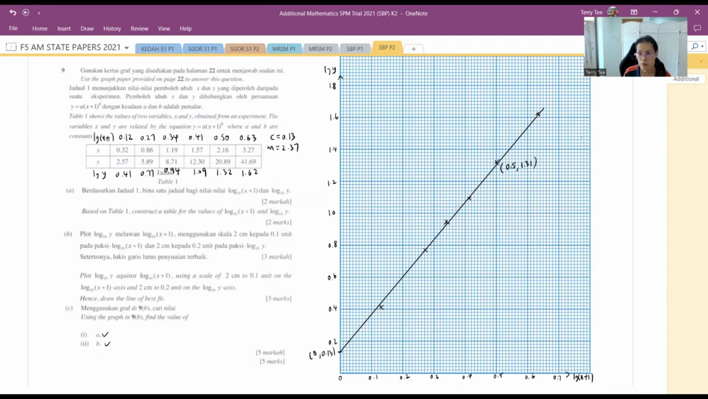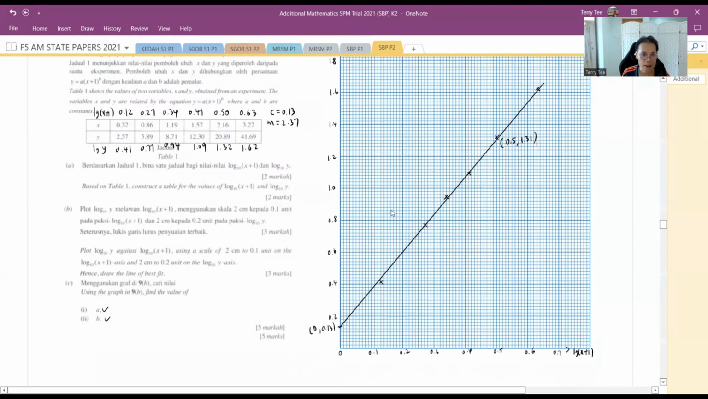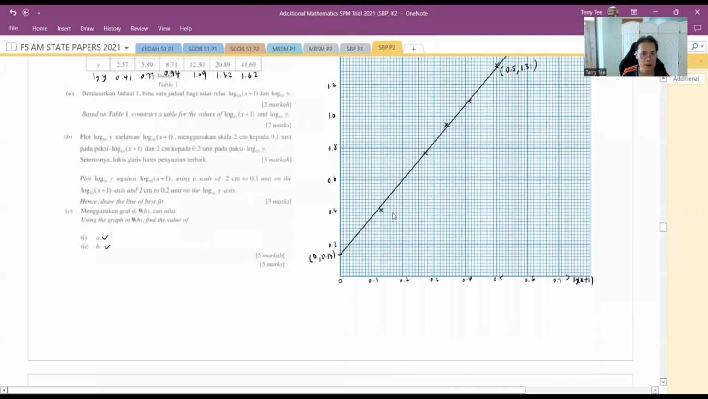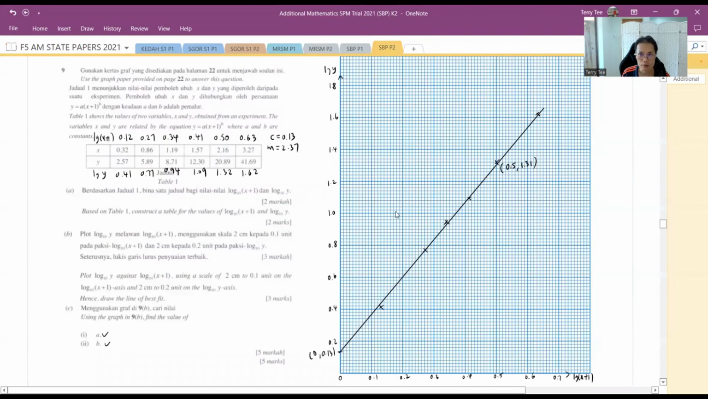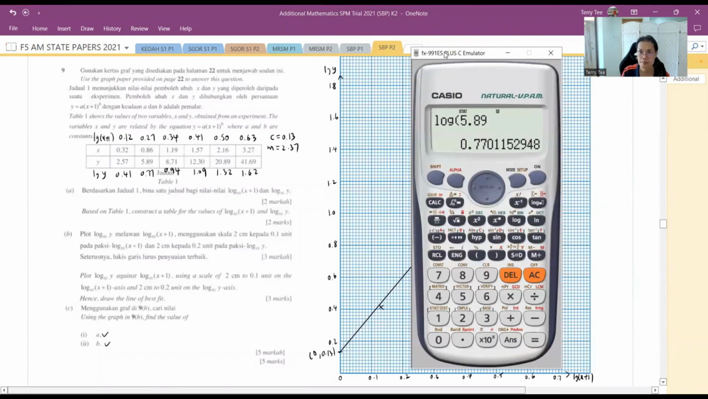Two things we need from the linear log graph: we need to find the gradient and the y-intercept, so we can find A and B. I think I have enough space to do it here. So I will find my gradient from here. My gradient will be y2 minus y1, 1.31 minus 0.13, divided by 0.5 minus 0. Use your calculator.